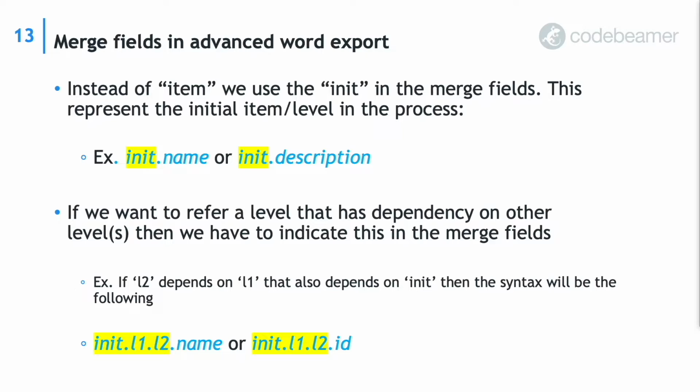And now let's continue with the merge fields in the advanced word export template. Compared to the simpler word export, we have to apply a different syntax, and instead of item we use the init prefix, or if we renamed it, then we have to use the renamed one, of course. Furthermore, if we want to refer to a level that has dependency on another level or levels, then we have to indicate this in the merge field syntax. For example, if L2 depends on L1 that also depends on init, then the syntax will be the following: init.l1.l2.name, for example.